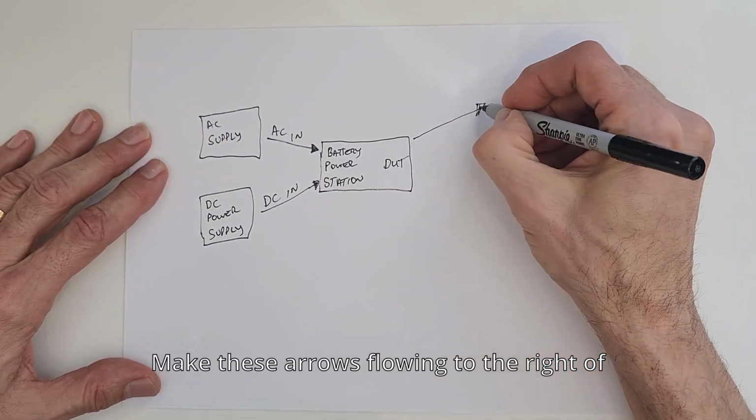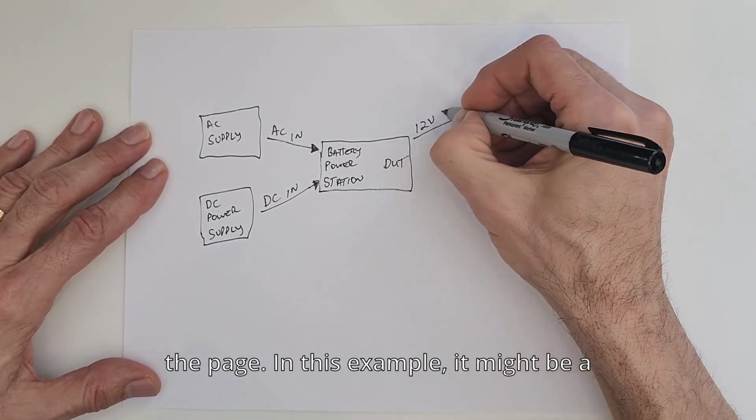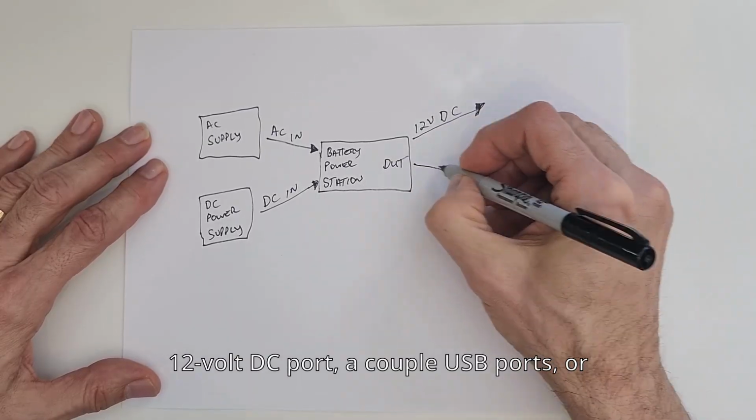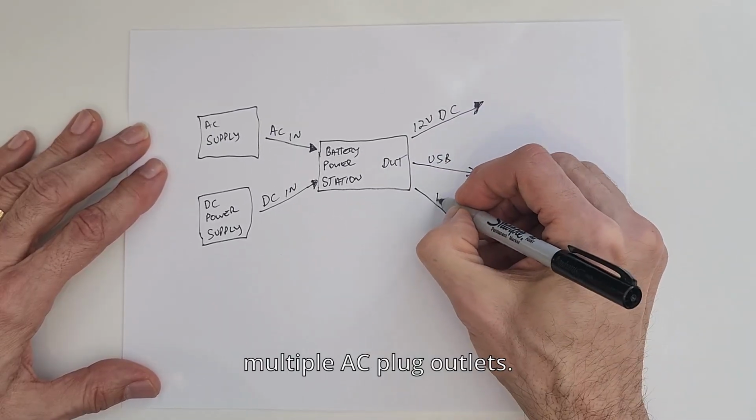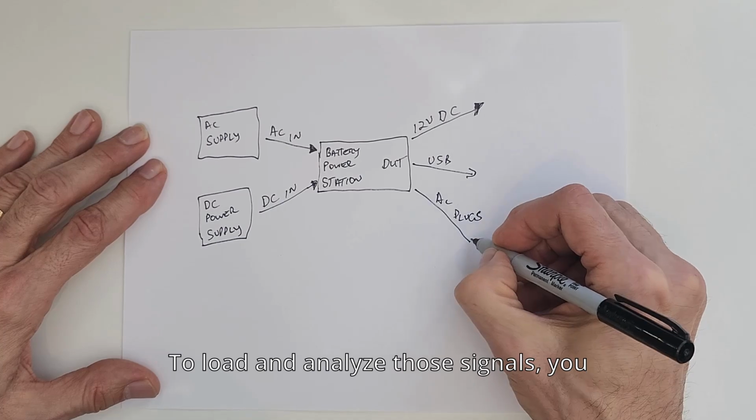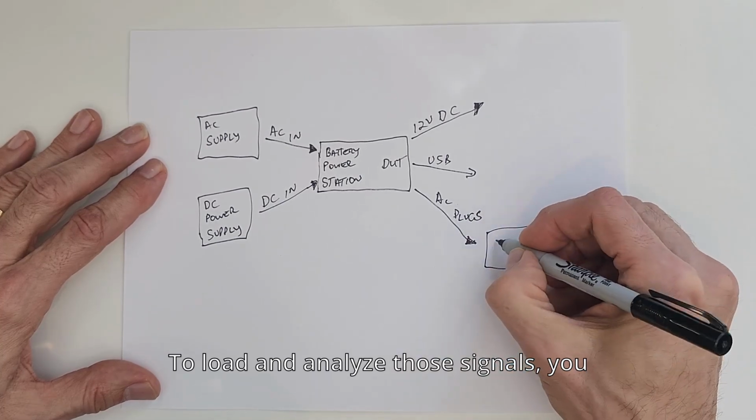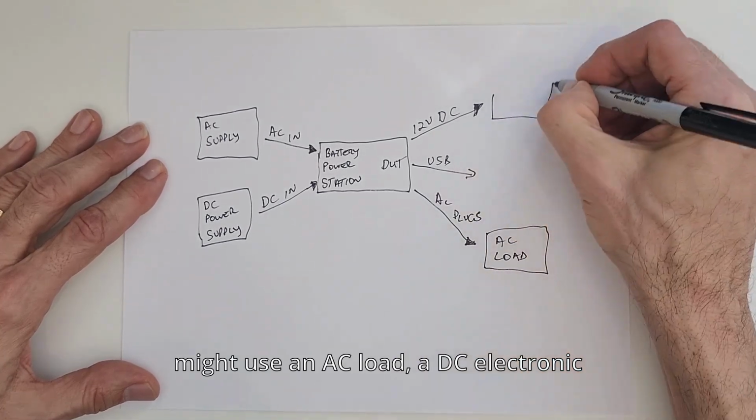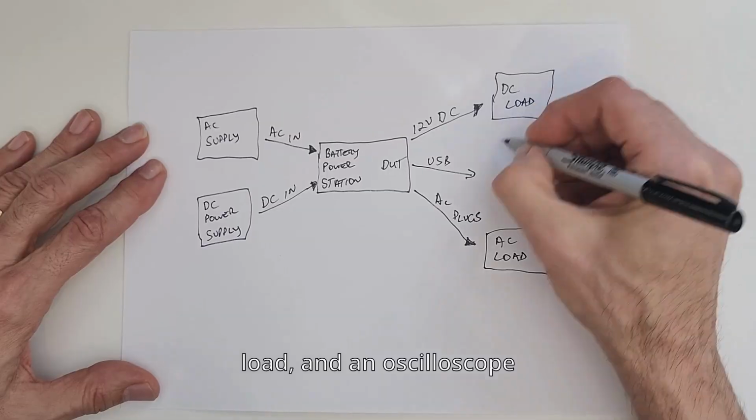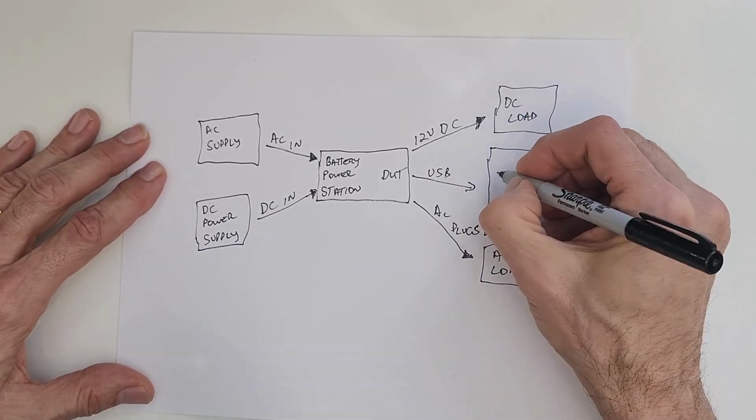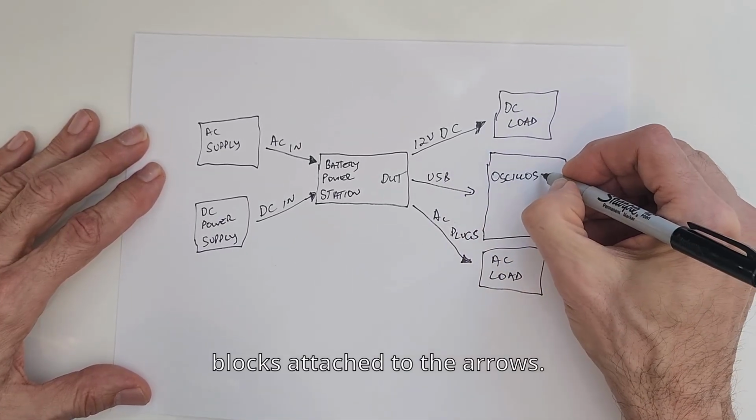Make these arrows flowing to the right of the page. In this example, it might be a 12-volt DC port, a couple USB ports, or multiple AC plug outlets. To load and analyze those signals, you might use an AC load, a DC electronic load, and an oscilloscope to do power quality analysis. Make those solutions blocks attached to the arrows.